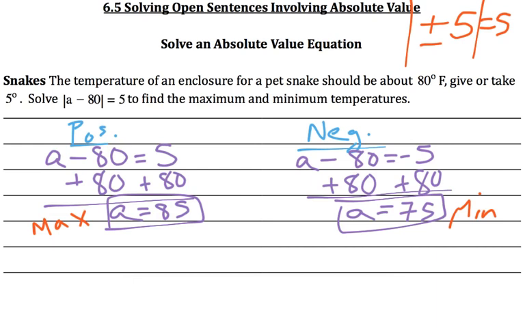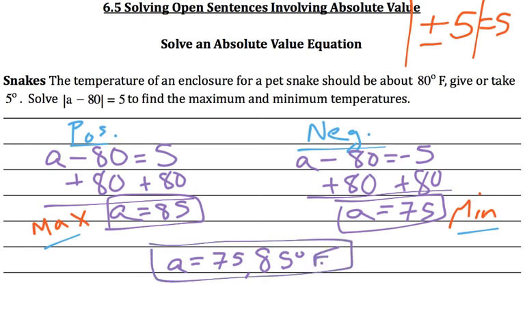So find the maximum, find the minimum. I think we're good there. Let's go ahead and, I changed my mind, actually write the word max and write minimum by labeling those, and then we'll summarize our answer by saying A is equal to 75, comma, 85, and then degrees Fahrenheit. Whenever we have multiple solutions to something, we can write them separated by a comma.